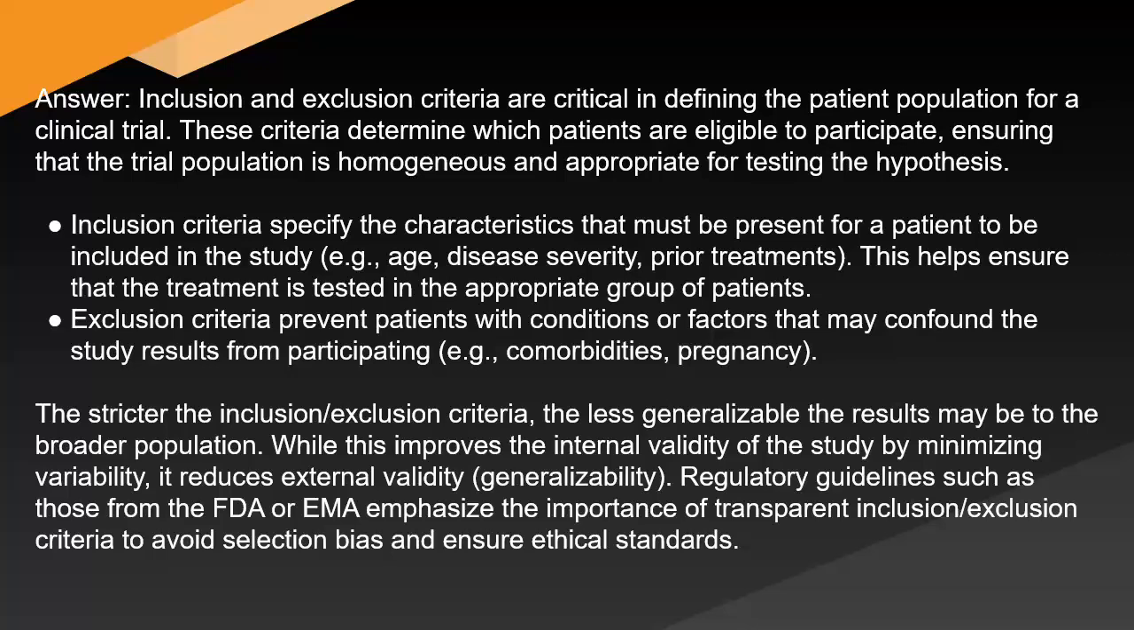Exclusion criteria prevent patients with conditions or factors that may confound the study results from participating, e.g., comorbidities, pregnancy. The stricter the inclusion-exclusion criteria, the less generalizable the results may be to the broader population. While this improves the internal validity of the study by minimizing variability, it reduces external validity, or generalizability. Regulatory guidelines such as those from the FDA or EMA emphasize the importance of transparent inclusion-exclusion criteria to avoid selection bias and ensure ethical standards.